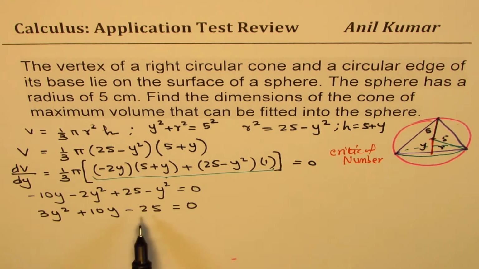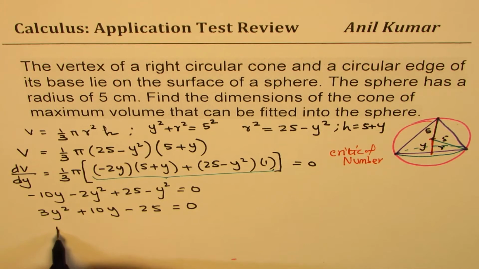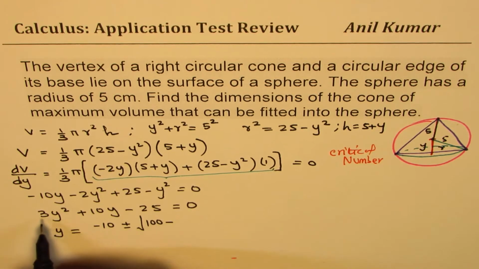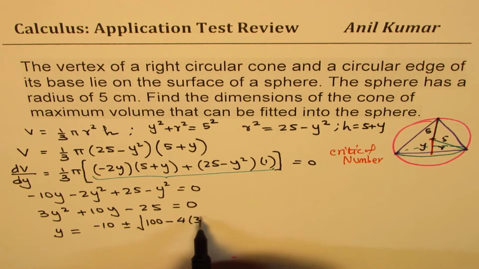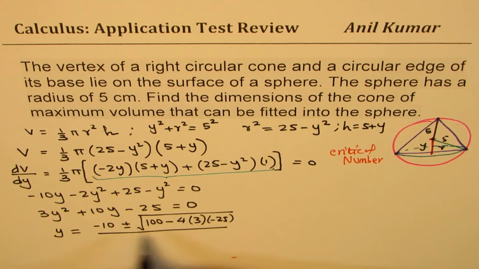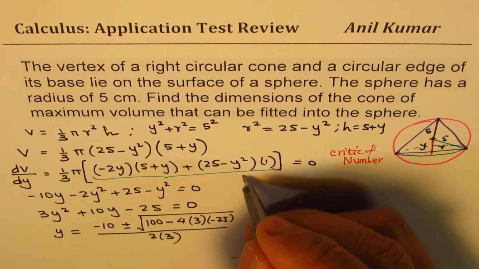Now, since we have this equation right here, we can solve it using the quadratic formula. That is the best thing to do now, right? So let's find the critical number. The critical number will be y equals minus b, which is minus 10, plus or minus the square root of b squared, which is 100, minus 4ac, 4 times 3 times minus 25, over twice a, which is 6. Let me write 2 times 3. Okay, so that becomes your quadratic formula.